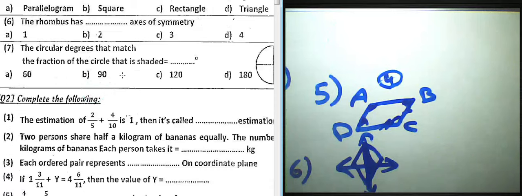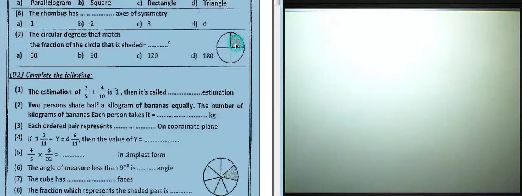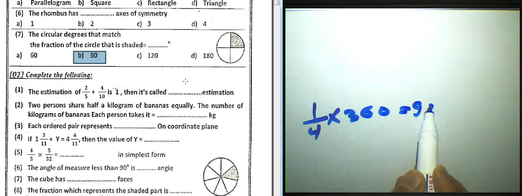The circular degree that matches the fraction of the circle's shaded part here. Look with me at the shaded part. He asked about the shaded part here. He colored one fourth of the circle. One fourth here means 90 degrees. We must choose 90 degrees here, because this part is called what? One fourth of the area of the circle. The sum of all central angles equals 360 degrees. 360 degrees divided by 4 equals 90 degrees.